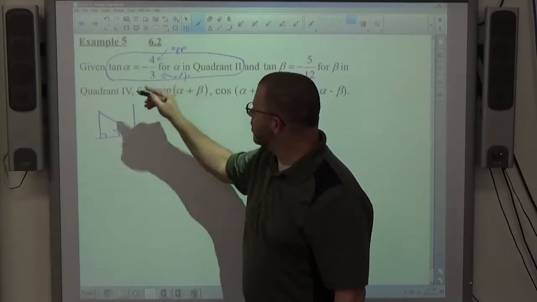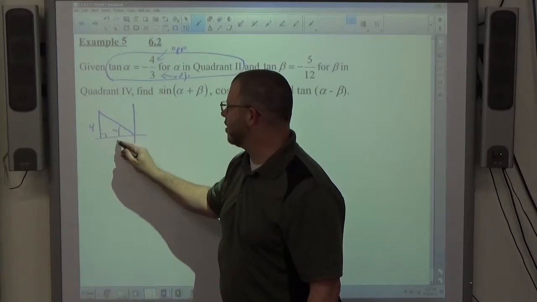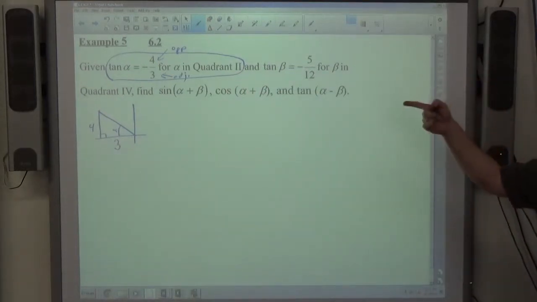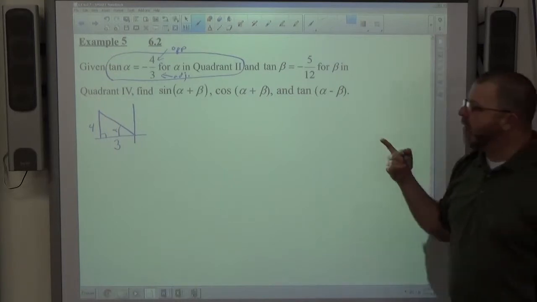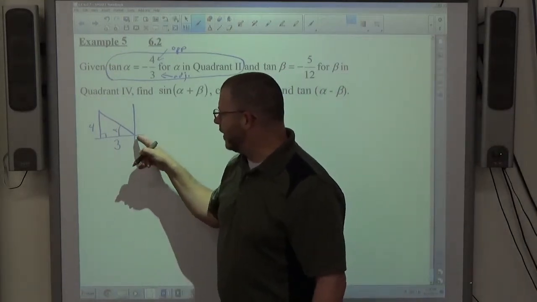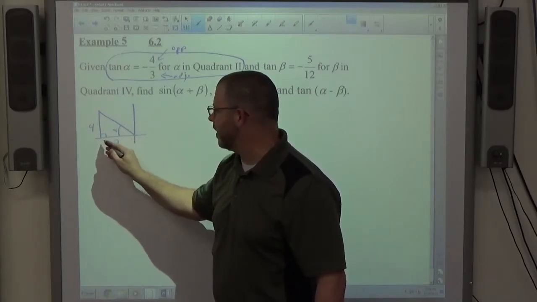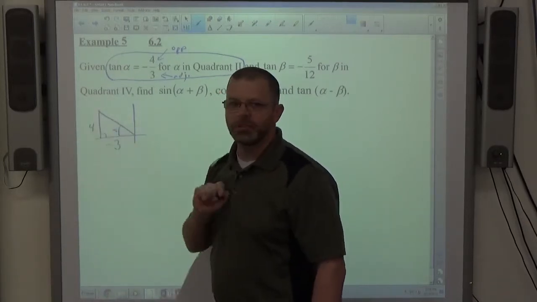So I know that the opposite side's measure is 4, the adjacent side's measure is 3. Notice I didn't put any signs on those numbers yet. But just the opposite side 4, the adjacent side 3. And then looking at the direction I have to go to get where I'm going: if I'm going from here to here, I'm going left, that's a -3. If I go from here to here, that's up, that's a +4.